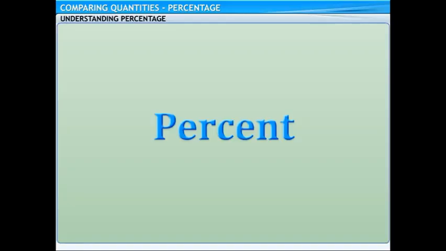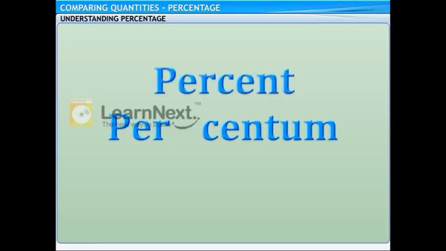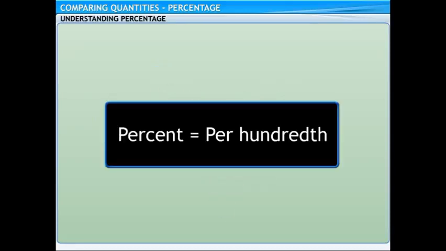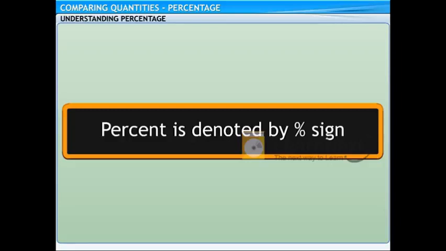Percent is derived from the Latin word percentum. Percentum is made of two words, per and centum. The meaning of cent is 100. So percent literally means per 100 or every 100th. Percent is denoted by this sign.